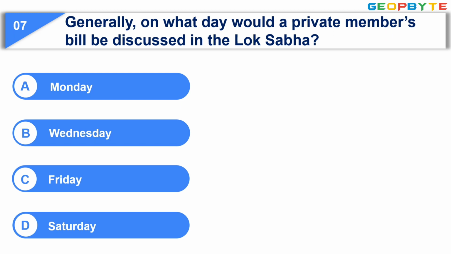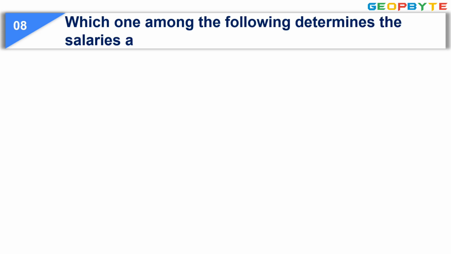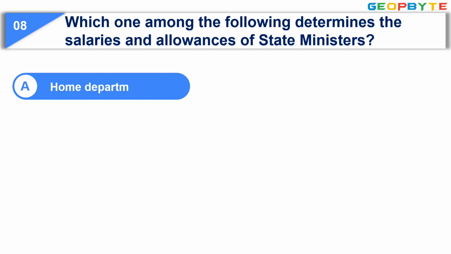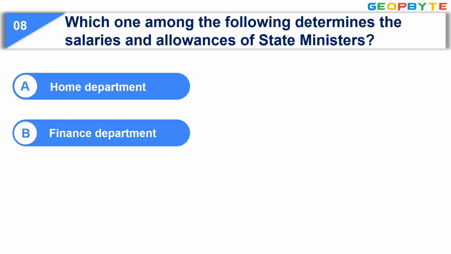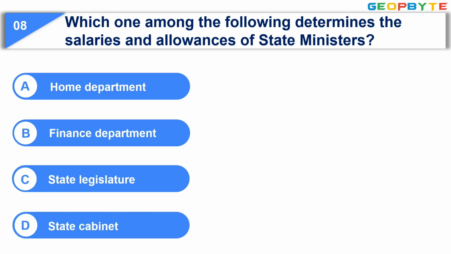Your time is up and the correct answer is option C, Friday. The eighth question is, which one among the following determines the salaries and allowances of state ministers? Option A, Home Department. Option B, Finance Department. Option C, State Legislature. Option D, State Cabinet. Your time starts now.